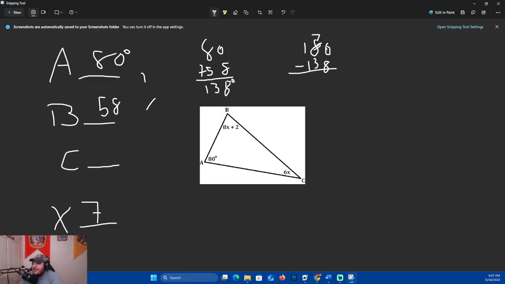And so you would carry out this function. This becomes a 7. This becomes a 10. This is a 2. 7 minus 3 is 4. So c has to be 42. It has to be.